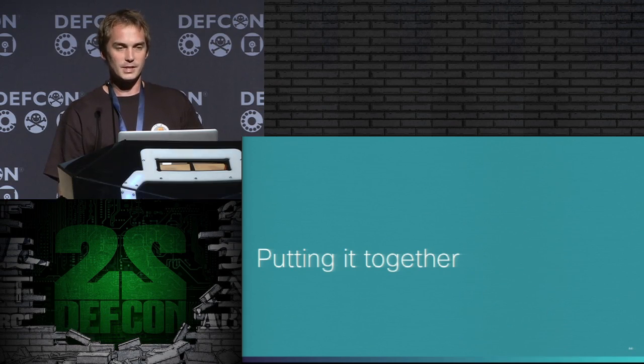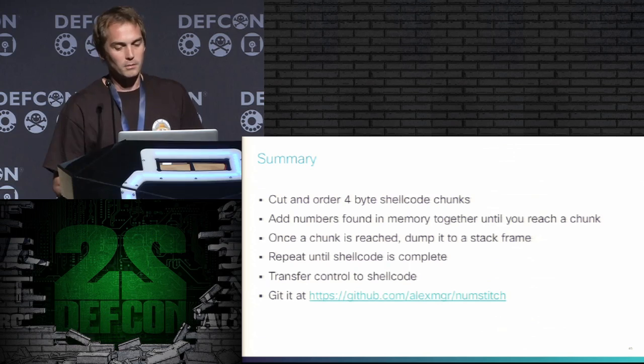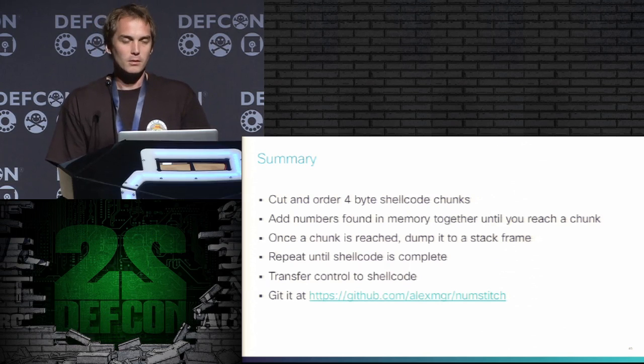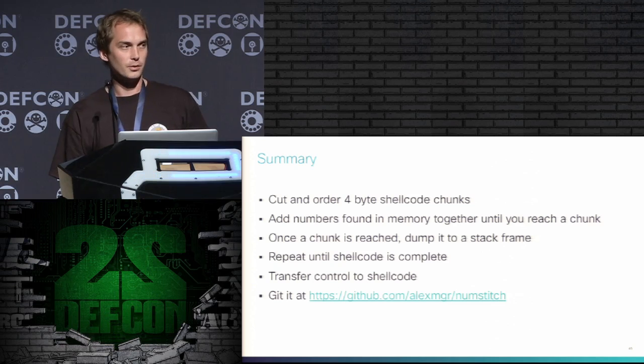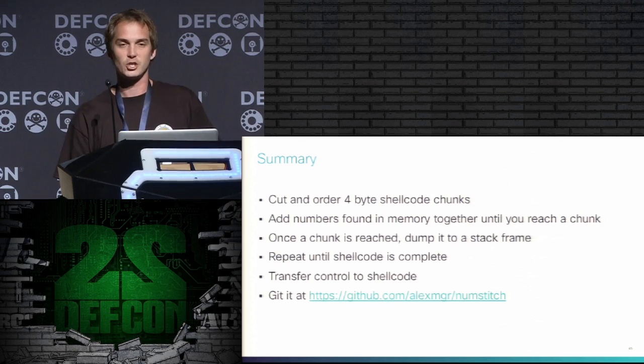If I put all this together, you take your shellcode, you cut it, you order it, and you take the deltas. You look for numbers in memory, and you add them together until you reach the value of a chunk. Right? So here it means you've reached the value of your shellcode. Once that chunk is reached, you just dump it onto a stack frame you control. And you repeat that until the shellcode is complete, and in the end, you just transfer control over to your shellcode.